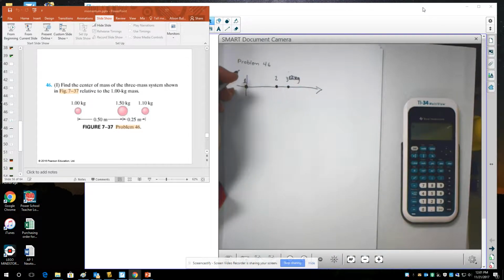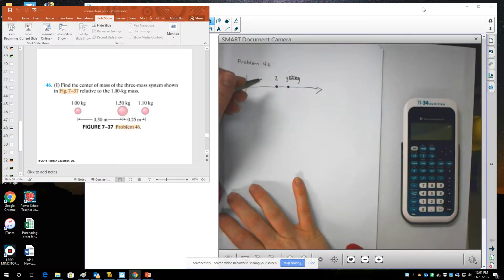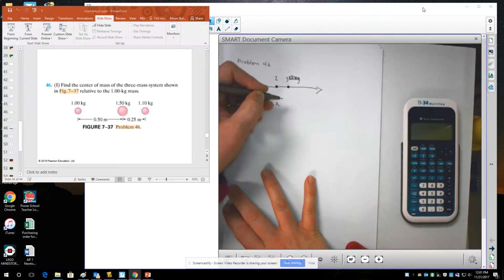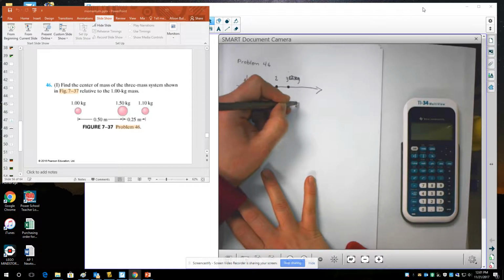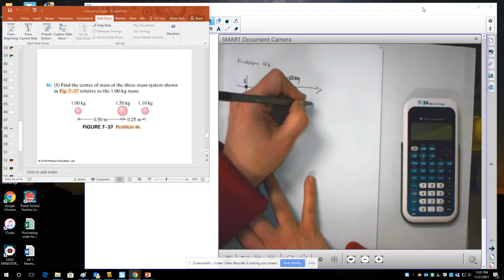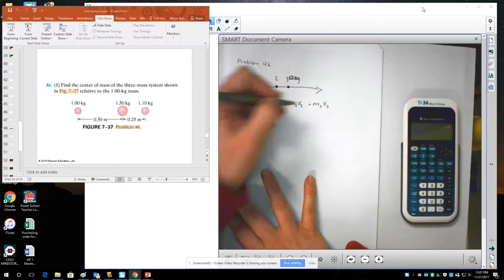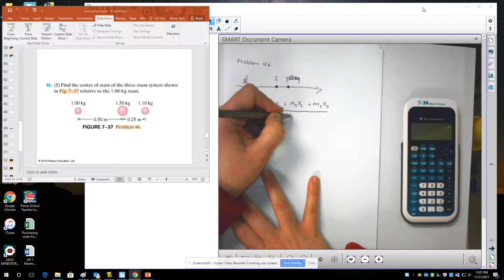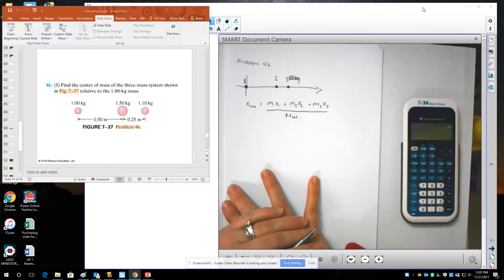I would guess that it's a little bit skewed towards mass 2, the 1.5 kilogram mass, because that is the biggest mass of the three. All right, so the position of the center of mass is the average position of mass. So I look at how much mass I have in object 1 and where it lies, how much mass I have in object 2, where it lies, and how much mass I have in object 3 and where it lies. Then, because I'm taking the average, I divide by the total mass in the system.